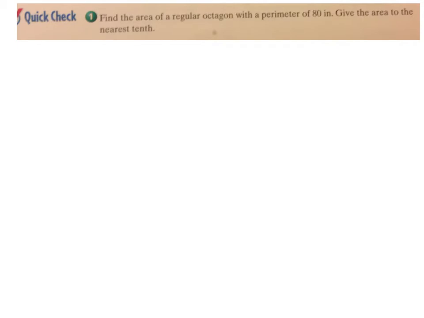Okay, in quick check number 1, they want us to find the area of a regular octagon with perimeter 80, to the nearest 10. So please pause the video while you try to figure this out.